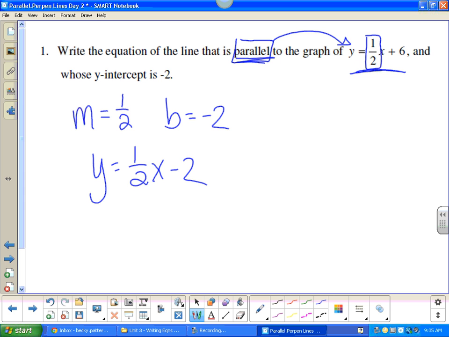It is the equation of the line parallel to the graph whose slope is a 1/2, so my slope is a 1/2, and whose y-intercept is a -2. That's it. That's all you have to do.